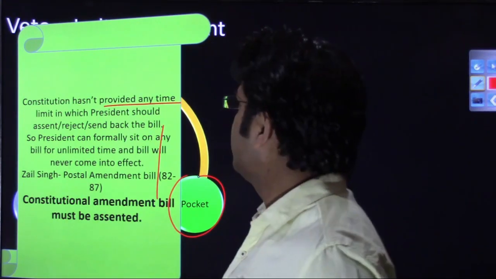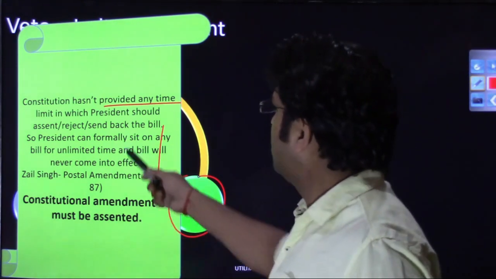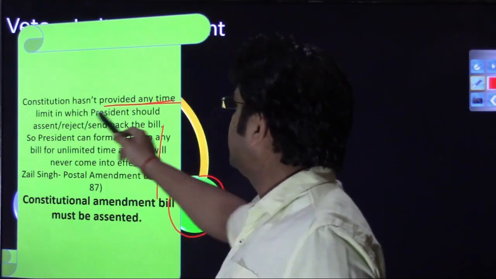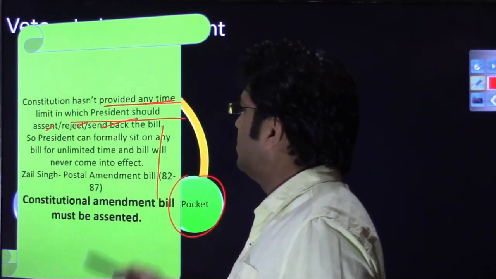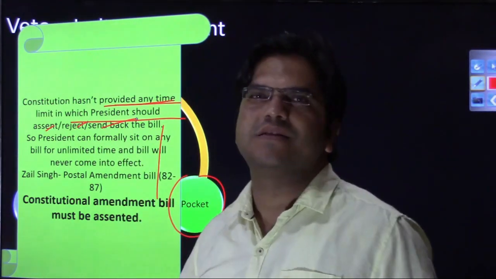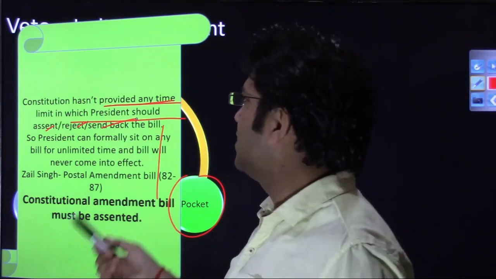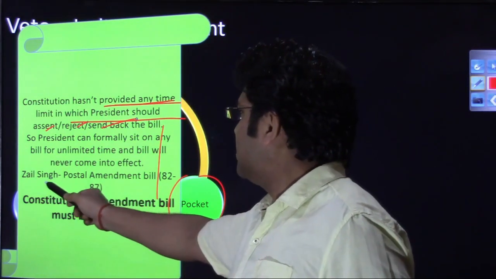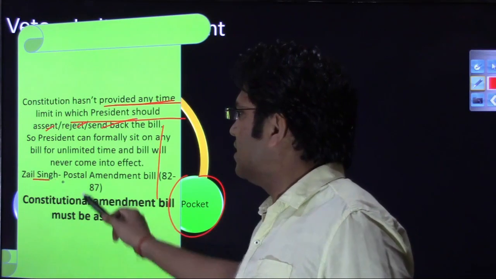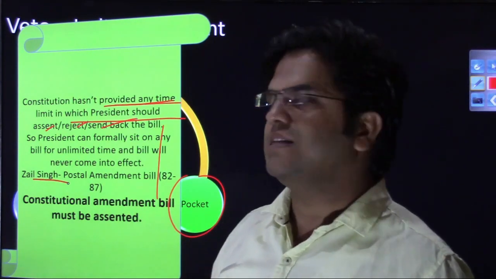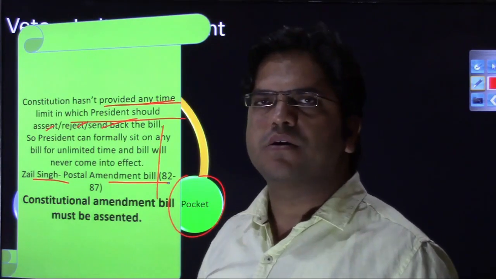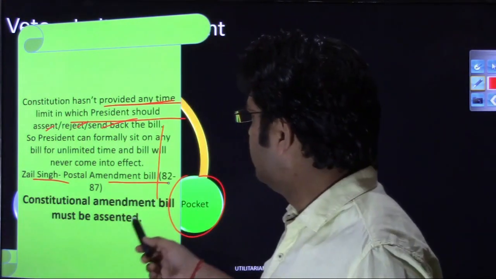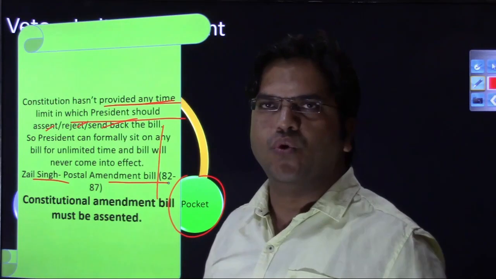That was in the case of the United States, right? The Constitution hasn't provided any time limit in which the president should assent, reject, or send back the bill, right? So the president can formally sit on that bill for an unlimited time. And in 1982, you have Zail Singh, who was president, and he sat on the Postal Amendment Bill. Actually, this was an unconstitutional bill. Through this bill, the government intended to open the envelope.